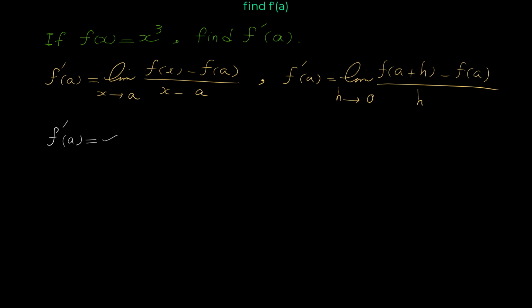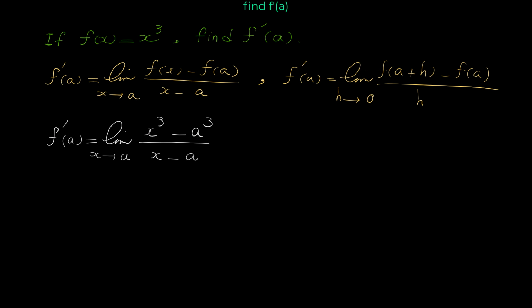F prime of a would be the limit of f of x. F of x is given, x to the 3, minus f of a. For finding f of a, simply you have to replace x with a. So f of x is x to the 3. What is f of a? A to the 3. All over x minus a when x approaches a.